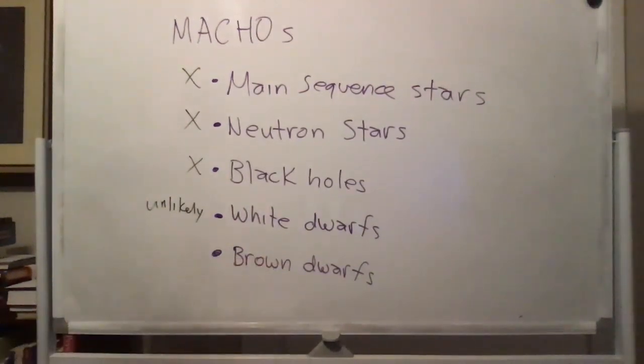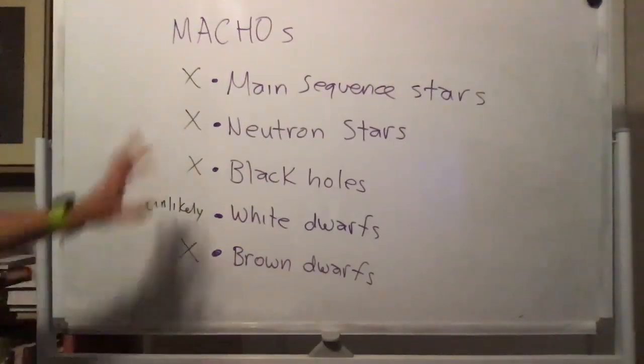So brown dwarfs, very promising candidate. But it's not brown dwarfs. The other big problem with MACHOs is that Big Bang nucleosynthesis predicts really well the abundance of every chemical element that we see in the universe. If you had stuff in, let's say, brown dwarfs or even black holes that was baryonic in nature, that would affect the predictions of nucleosynthesis. So it seems like dark matter is not baryonic.